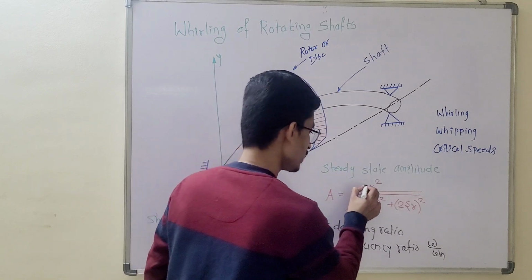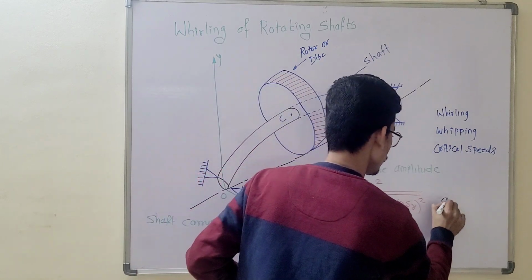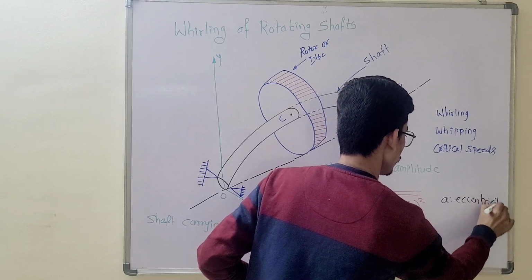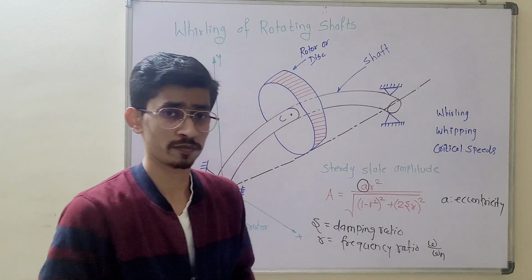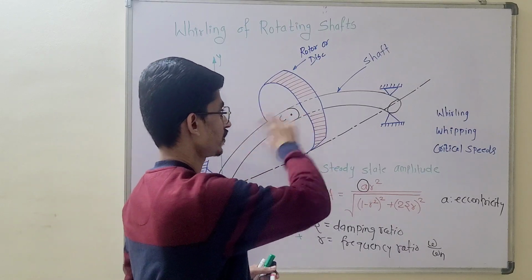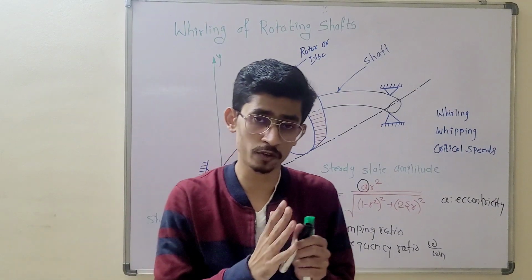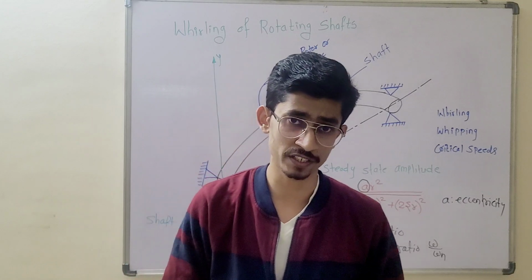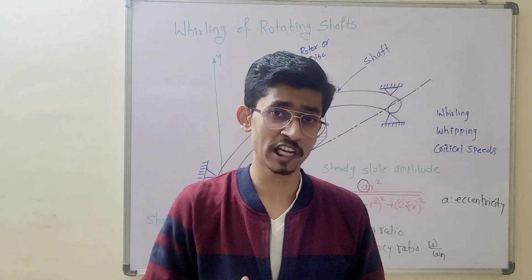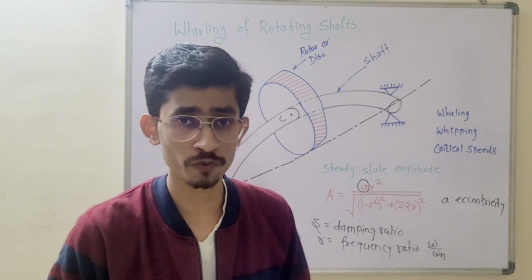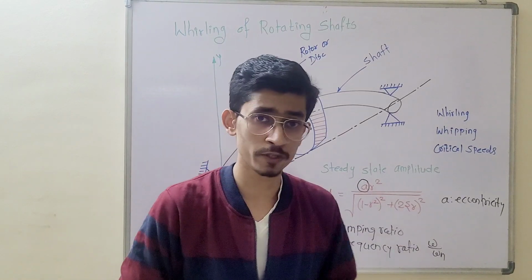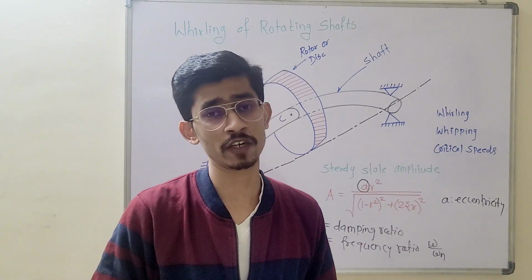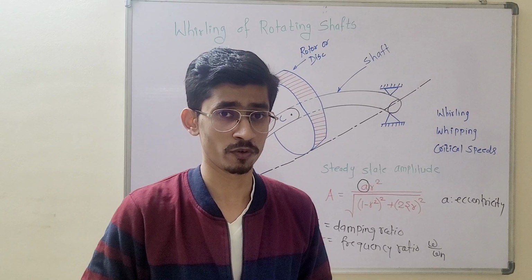And what about this A? This A is nothing but the eccentricity. Eccentricity means how much the center of the shaft and the center of the rotor are offset. That offset distance, or eccentricity value, is given to you in the numerical, and with the help of that data they ask you to find the steady state amplitude, or the steady state amplitude during initial phases. So this kind of question they are going to prepare. So we will see the numerical.